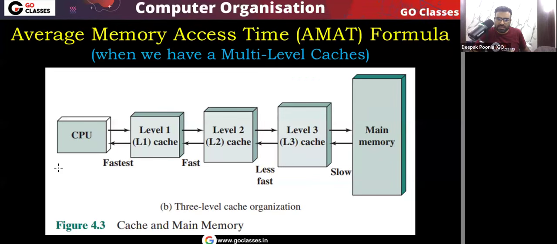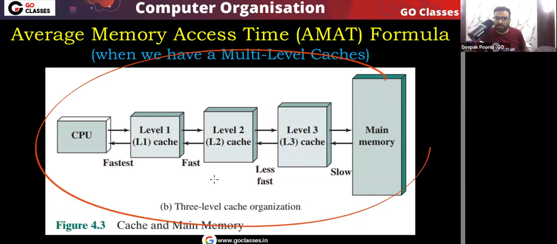Okay, so this is the concept of memory hierarchy. We have already seen this concept in the previous lecture, and we have done the revision. Now let's find the average memory access time formula from this concept that we have seen.